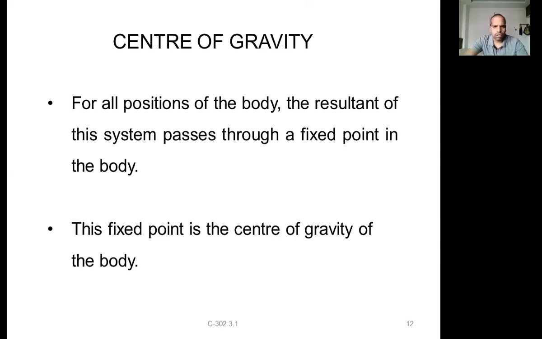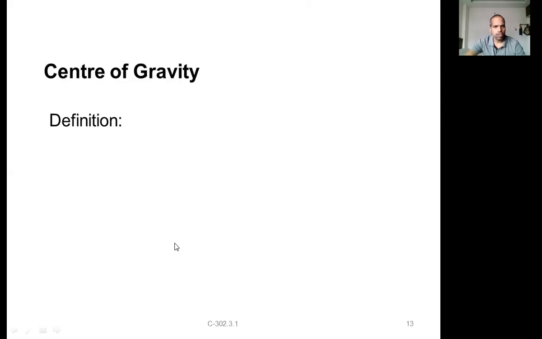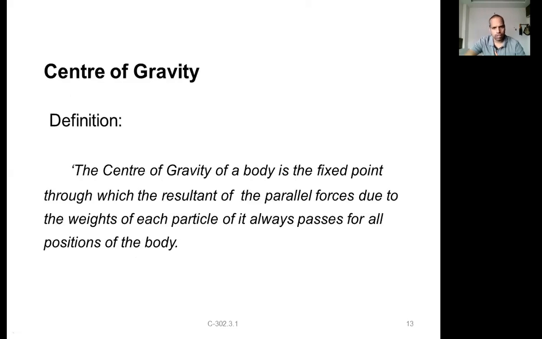So this is about the definition of the center of gravity, what the center of gravity is. Now let us define it formally. The center of gravity of a body is the fixed point through which the resultant of the parallel forces due to the weights of each particle of it always passes for all positions of the body.